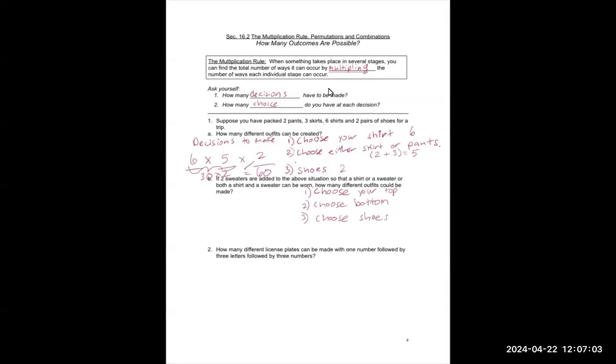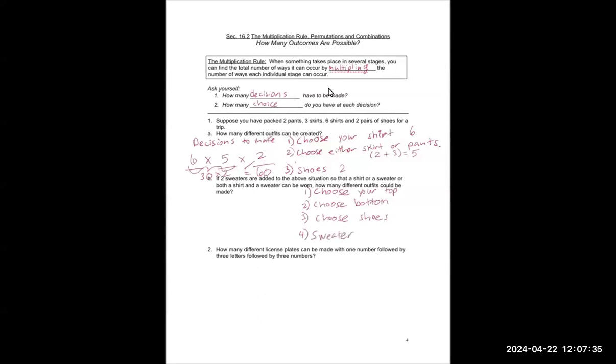Now, if they were just adding a sweater, we have the choice of attacking this in a few different ways. We could think of the sweater as the fourth choice. Now that we're all dressed, we have our shirt, our pant or skirt, and our shoes, we could think about this as now having a sweater to choose from.